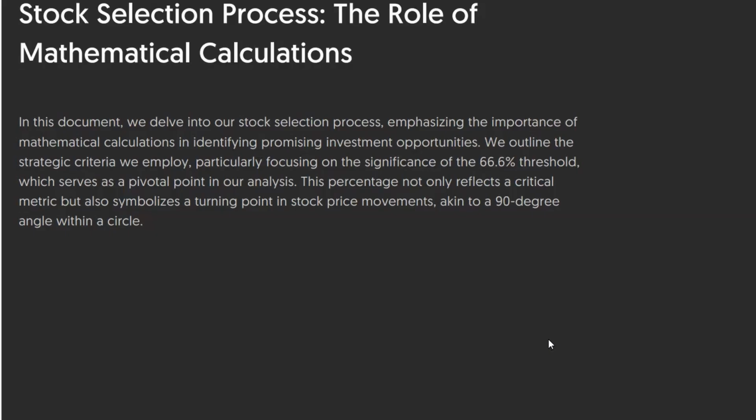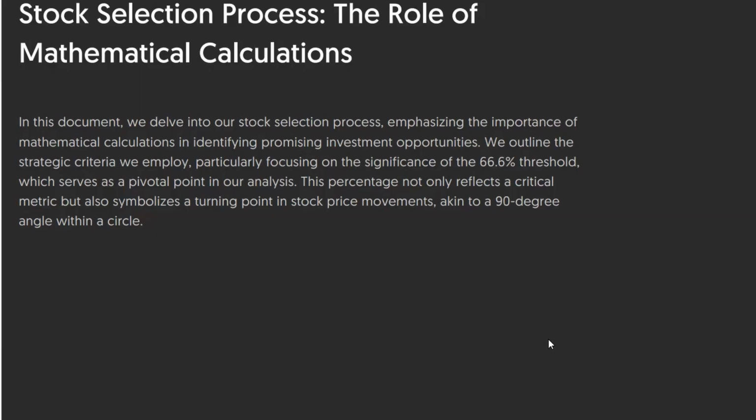We are focusing on the significance of the 66.6% threshold, which serves as a pivotal point in our analysis. This percentage not only reflects a critical metric, but also symbolizes a turning point in stock price movements, akin to a 90-degree angle within a circle.